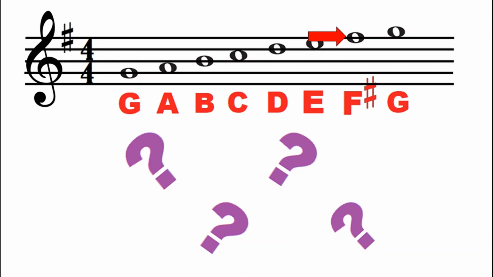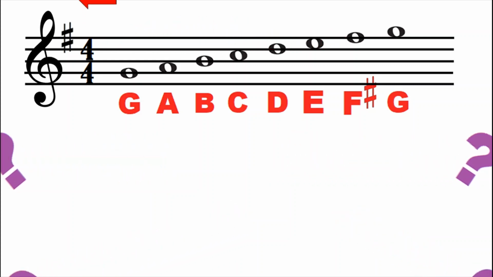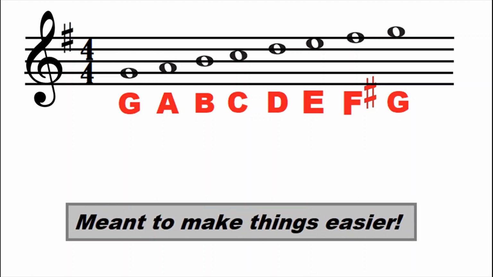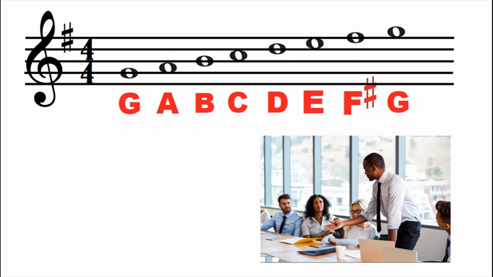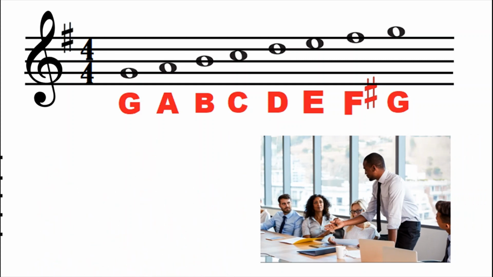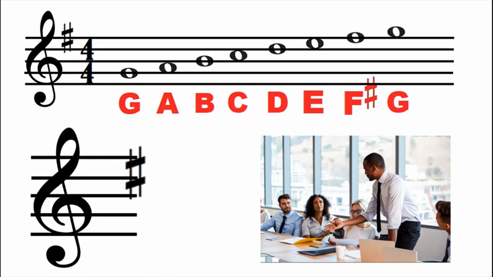Well, you're half correct. The sharp sign is actually over here. And why? Because it's part of another meant-to-make-things-easier idea. When developing the system, folks thought, what would be better, writing a sharp for every single F we might use, or writing one sharp at the beginning of each line to remind you that all Fs are sharp?